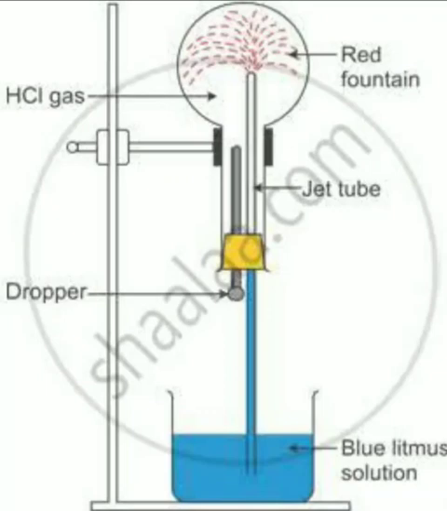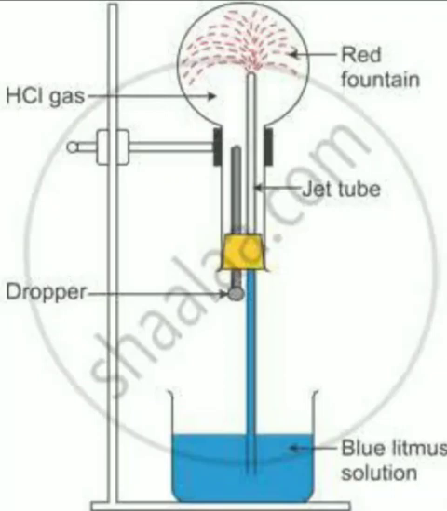As a result, what happens? The blue litmus solution enters through the jet tube into the round bottom flask. When the blue litmus solution enters the hydrogen chloride gas, due to its highly soluble nature, a red fountain is formed inside the round bottom flask, as shown in the figure. So this proves that hydrogen chloride is highly soluble in nature.